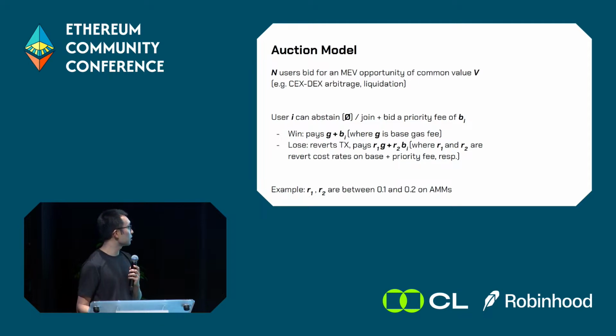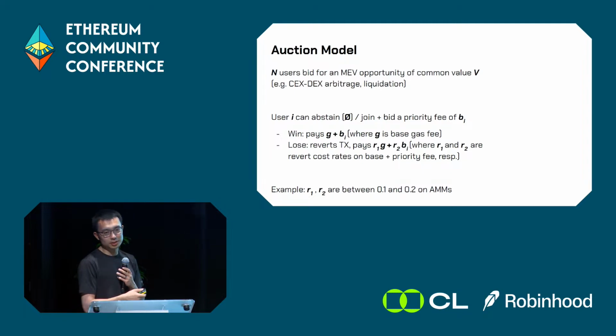So in our model, we have end users, and you can think of these users as arbitragers. So we're not modeling a retail user here. We're just modeling someone who is trying to make as much money as they can. And what they do is they arrive at the chain and they observe a common value V. So everyone agrees that there's an opportunity of value V that they can capture, but only one of them can capture, 1 out of n. And then they can join this auction.